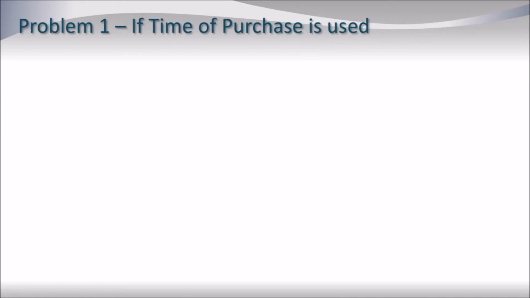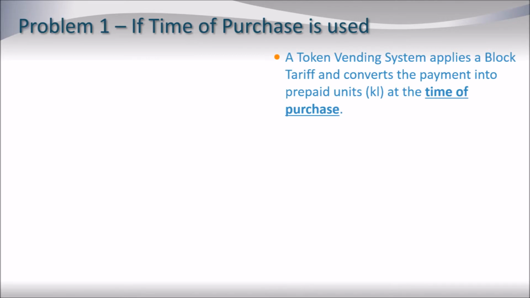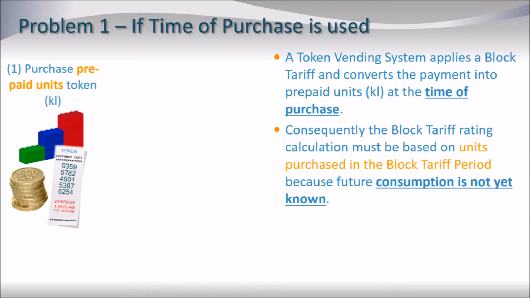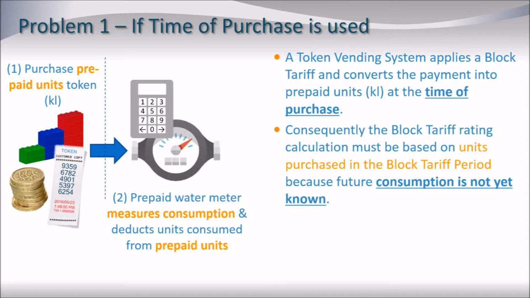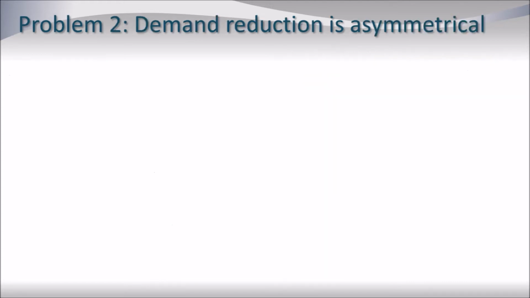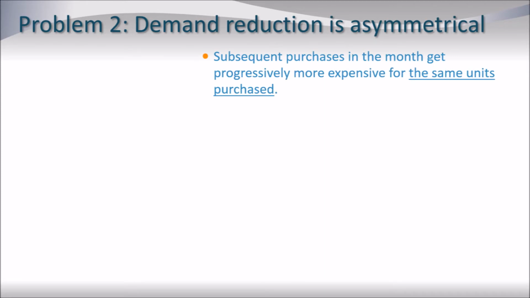Looking closer then at problem one, a token vending system applies a block tariff and converts the payment into prepaid units, kiloliters, at the time of purchase. Consequently, the block tariff rating calculation must be based on units purchased in the block tariff period because the future consumption is not yet known. This is a problem because the rate at which units are purchased has no relation to the rate at which the commodity will be consumed.